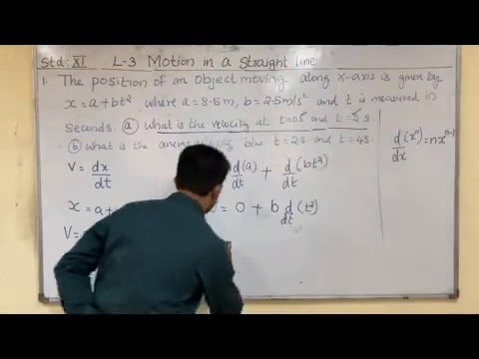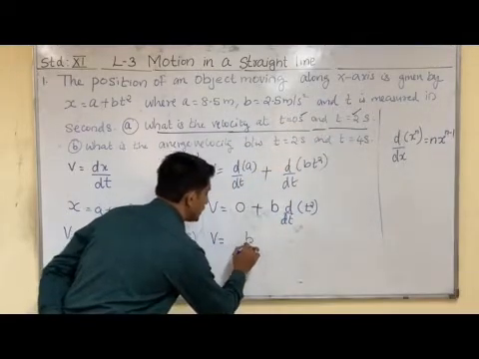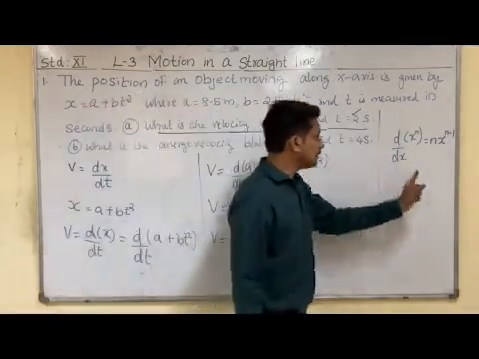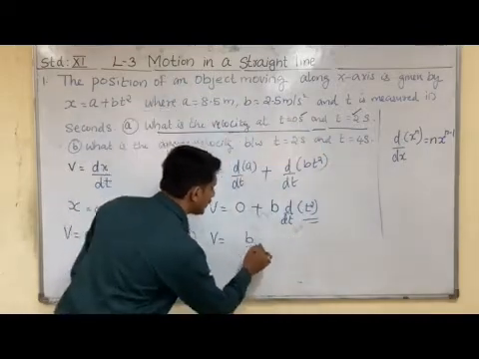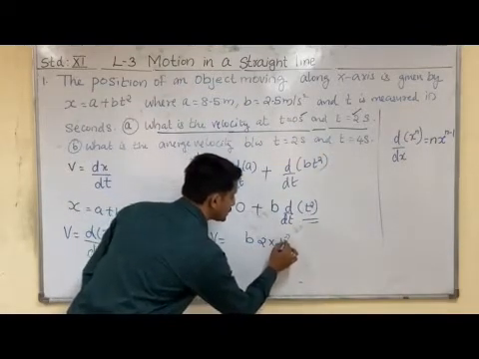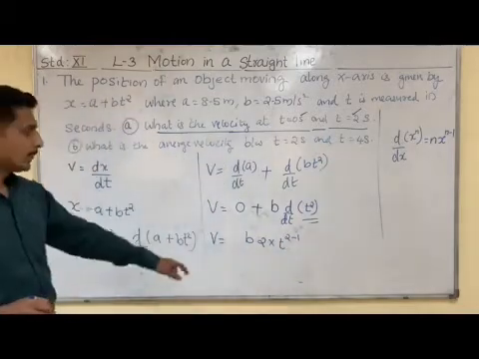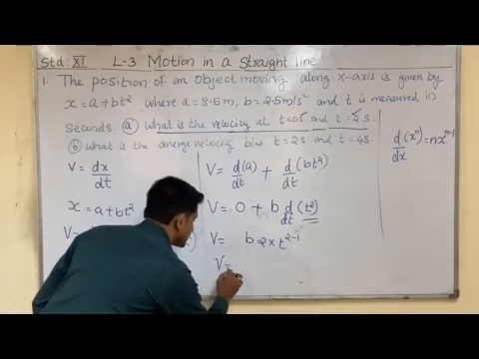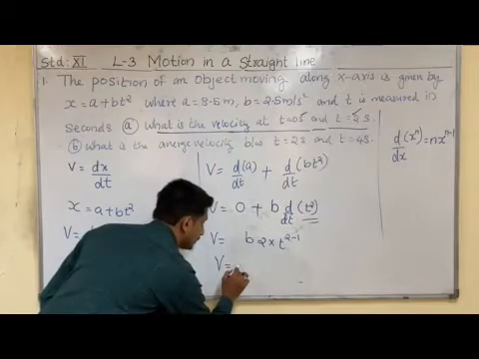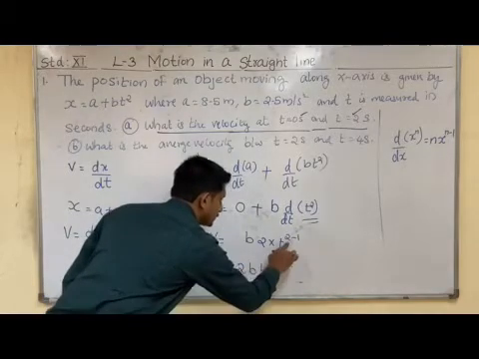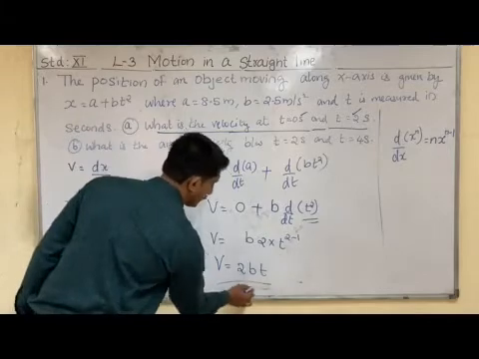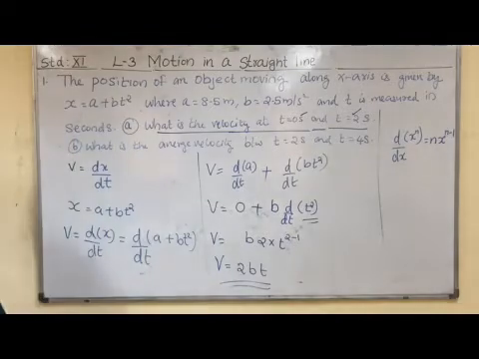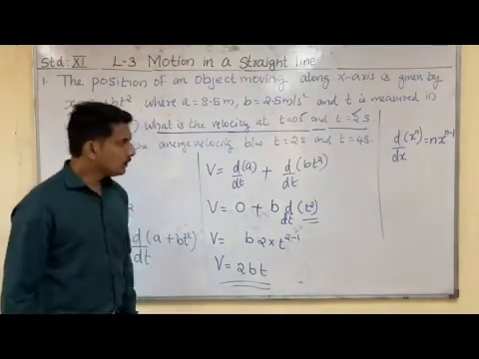In the equation v is equal to b into d by dt of t square, in place of x raised to n, we have t square. So our equation becomes 2 into t raised to 2 minus 1, where 2 corresponds to n. So v is equal to 2bt, since 2 minus 1 is 1. That means our equation for instantaneous velocity is v is equal to 2bt. Now we are going to calculate.